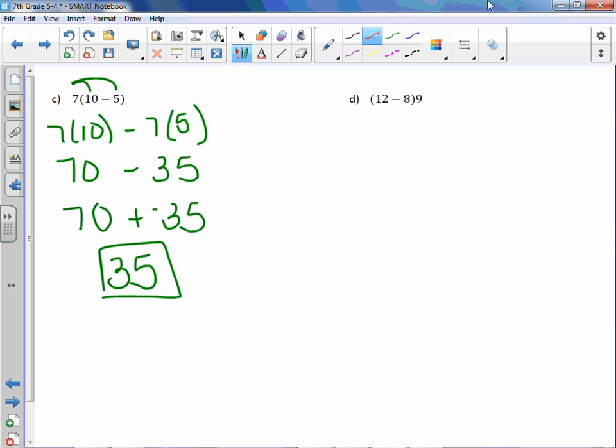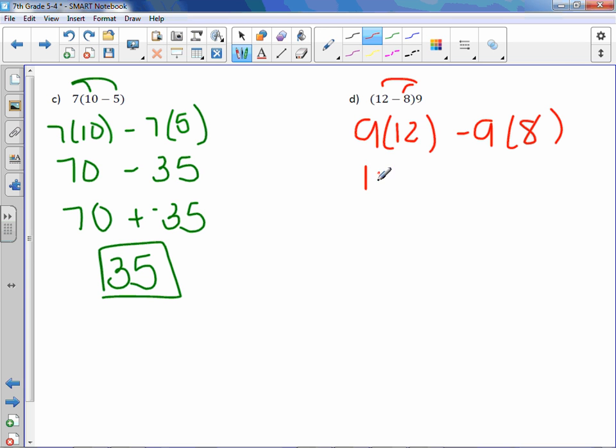Letter D, it's okay that the number on the outside of the parentheses is after it. Just distribute it in. 9 times 12, and make sure you keep it in that order. Minus 9 times 8. So in other words, I kept the 12 first and then the 8 second. We read left to right.